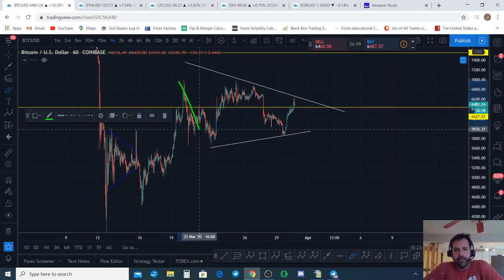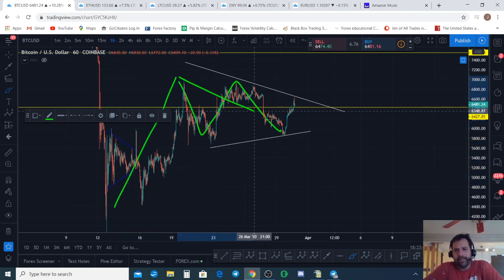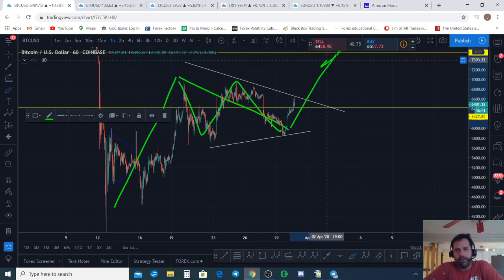Another possibility here is that we have a flat right here, and this is done. So this is basically the first wave, that's the second wave, and now we're in the process of getting our upside move.